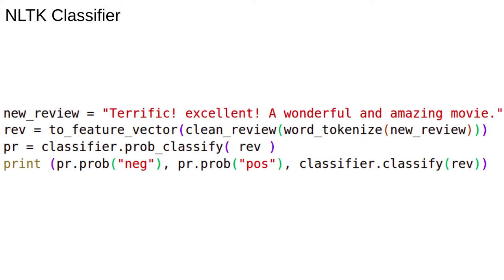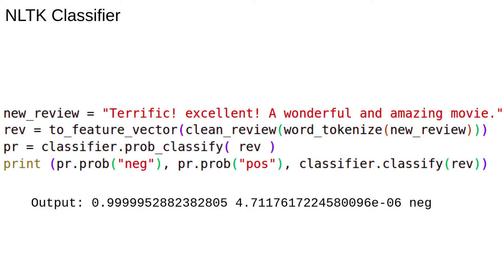Note that this classifier is trained on reviews. The reviews in the training set are quite long, spanning multiple paragraphs. It turns out that this classifier performs quite badly on short texts. The code tests the classification of the very short review, "terrific, excellent, a wonderful and amazing movie." This is the output. It's classified as negative with quite high probability. This is a warning to always use a machine learning method on the same kind of data it was trained with, in this case fairly long text.